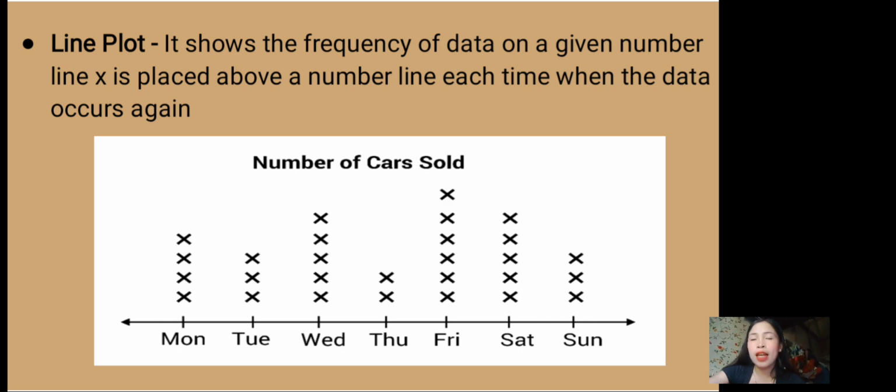So the example is the number of cars sold. So each X is one car. So on Monday, only 4 cars sold, and Tuesday only 3 cars sold, and Wednesday only 5 cars sold, and Thursday only 2 cars sold, and Friday only 6 cars sold, and Saturday only 5 cars sold, and on Sunday only 3 cars sold.